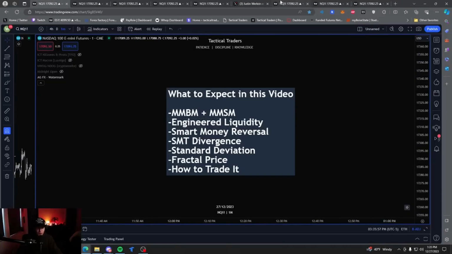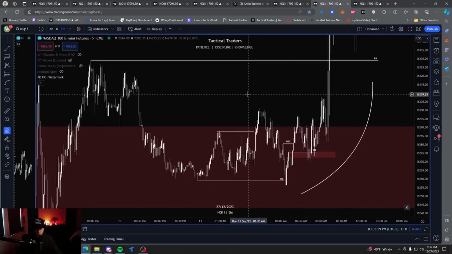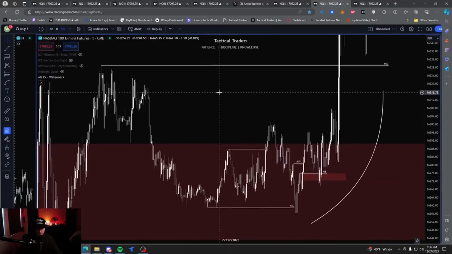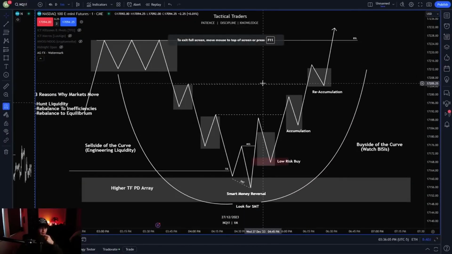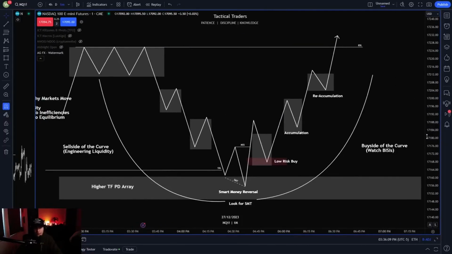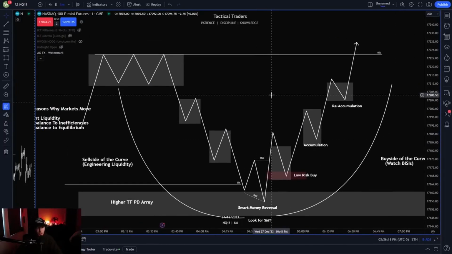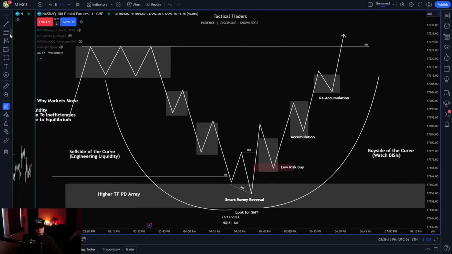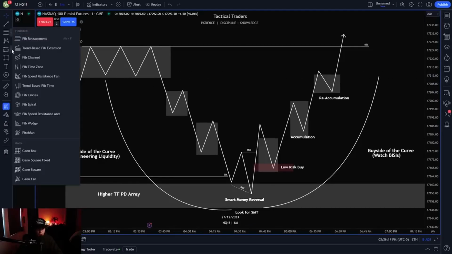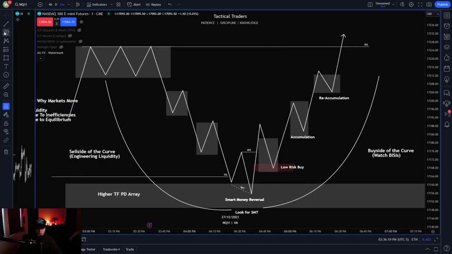Last thing, forgot to go over this. The last thing that you could implement, which is not as important as just understanding the model, is recognizing standard deviation. Standard deviation is something I use a lot, and it makes me recognize the projections or the buy side that I should most likely be targeting. Now, when I'm looking for manipulation, I am looking for an area that I can use standard deviation. And I can only use standard deviation if the manipulation leg is clear to me.